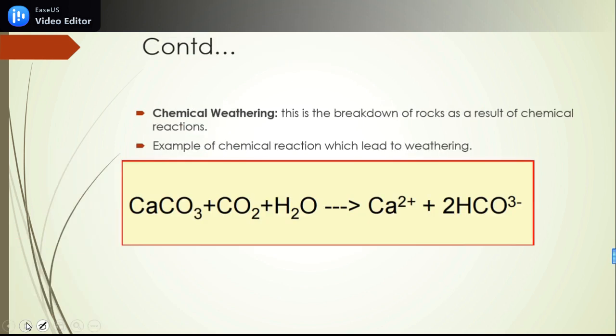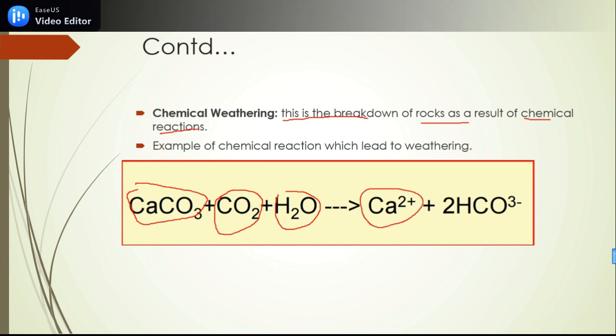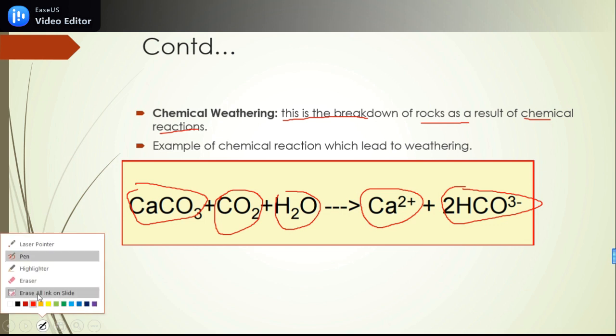Let's now look at chemical weathering. Chemical weathering can be defined as the breakdown of rocks as a result of chemical reactions. Let's look at a sample of chemical reaction. You can see this calcium carbonate rock. It reacts with carbon dioxide plus water, and it results in calcium ions and hydrogen carbonate ions. That was an example of chemical weathering and a reaction example of it.